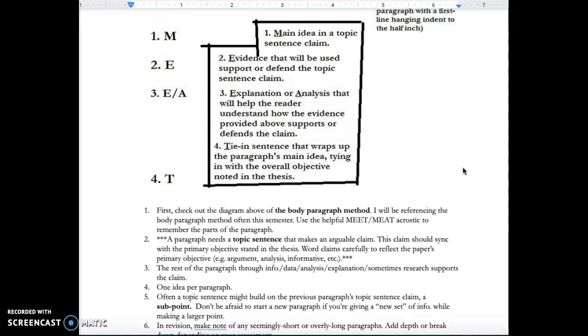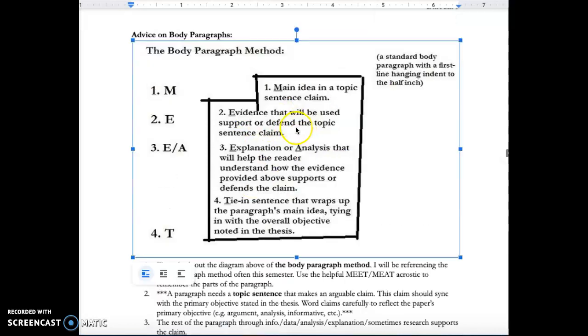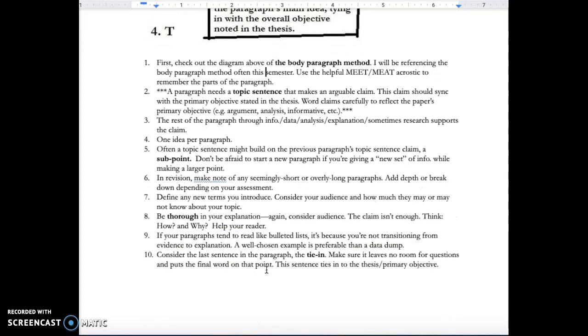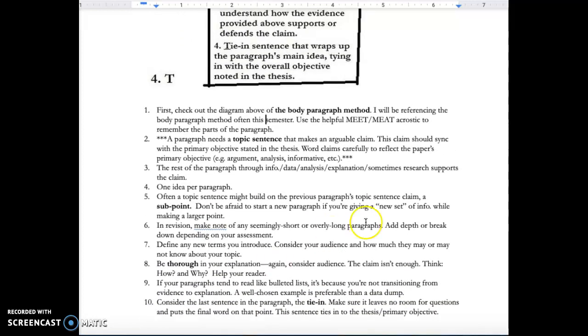Now, this is just a simple body paragraph. In my English 111 classes, we practice paragraphs that layer evidence. So if you're looking at the diagram, you might have piece of evidence 1 here, and then explanation here. Then you might not end the paragraph, but follow in with another piece of evidence, and then another explanation for piece of evidence 2. But anyway, let's get back to this thing.